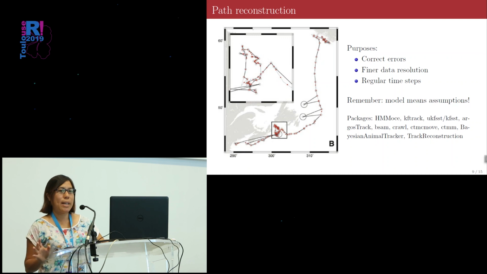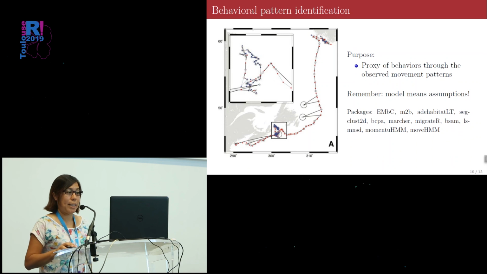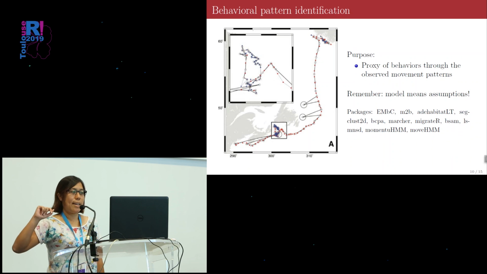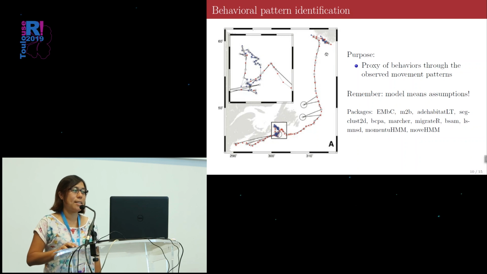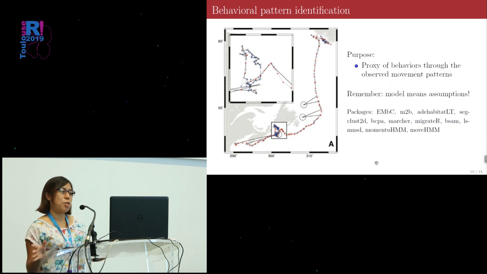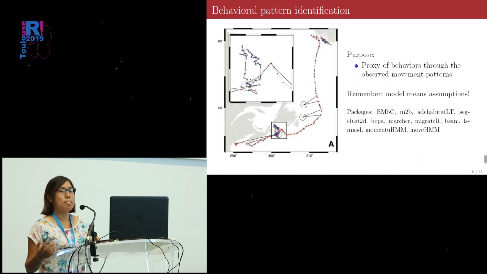Another important thing in trajectory analysis is behavioral pattern identification. So it means that we are not only interested in reconstructing the path, but also using the information from the observed movement patterns to get some proxy of behaviors. In this graph, the blue behavior represents foraging, and the red behavior would represent migration. Again, several methods exist, several packages, but modeling means assumptions.